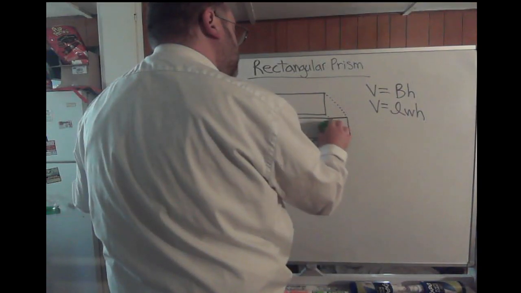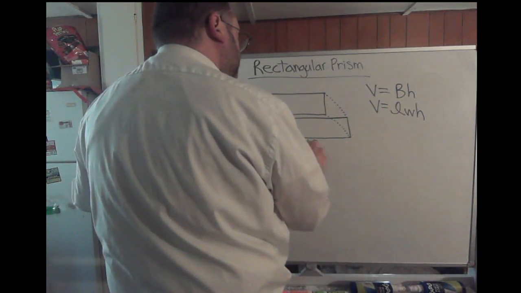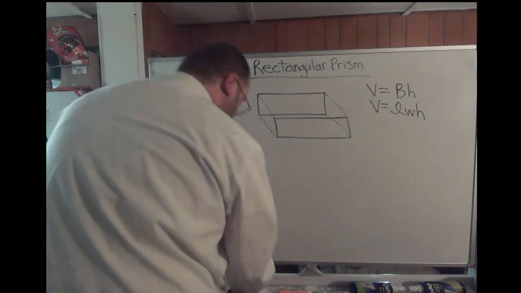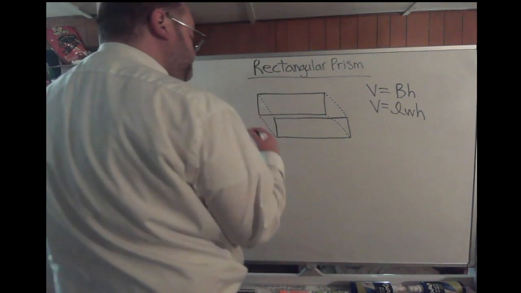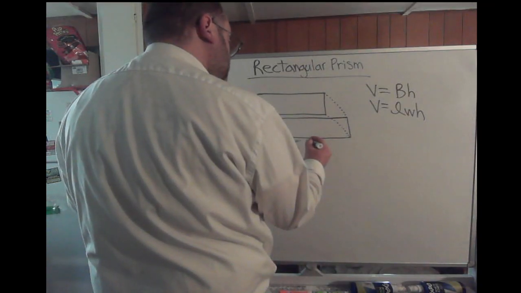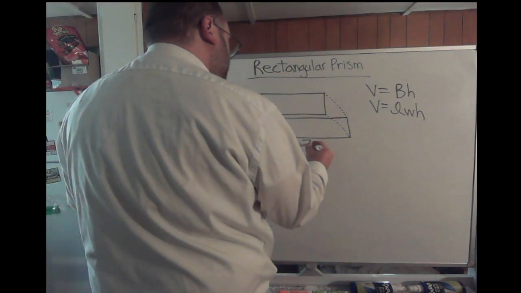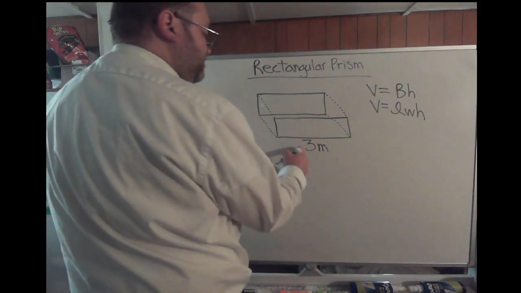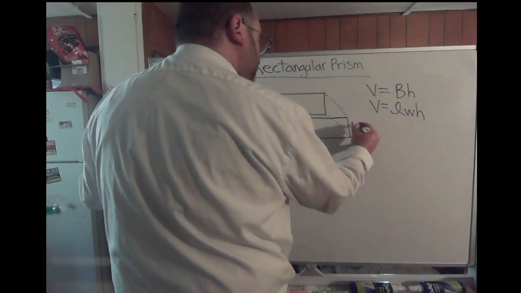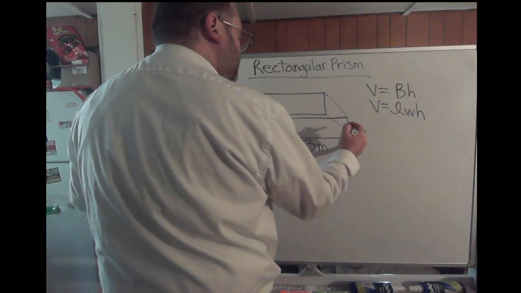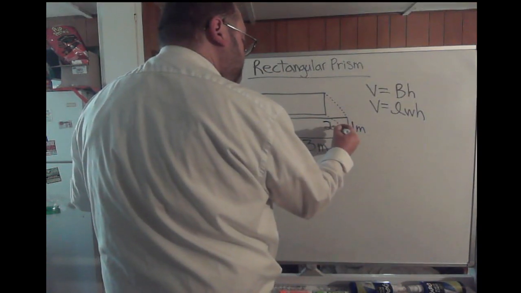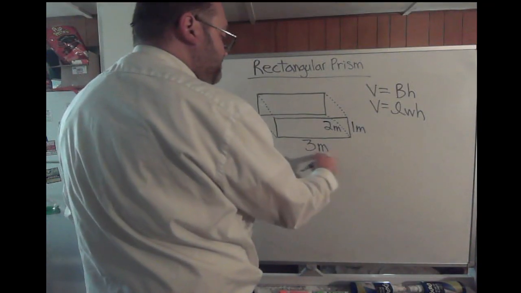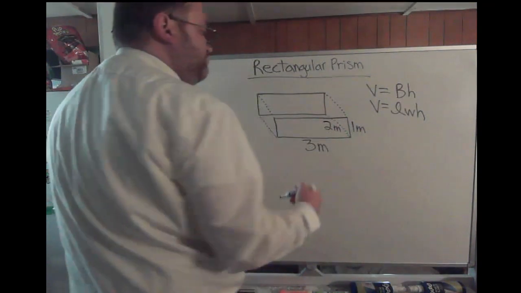I want to do 3 examples of each. Next prism we'll do is a triangular prism. Alright, so let's say we have a length of 3 meters for the rectangular prism, the width would be 1 meter, the height would be 2 meters. So the length of the prism is 3 meters, width is 1 meter, height is 2 meters.